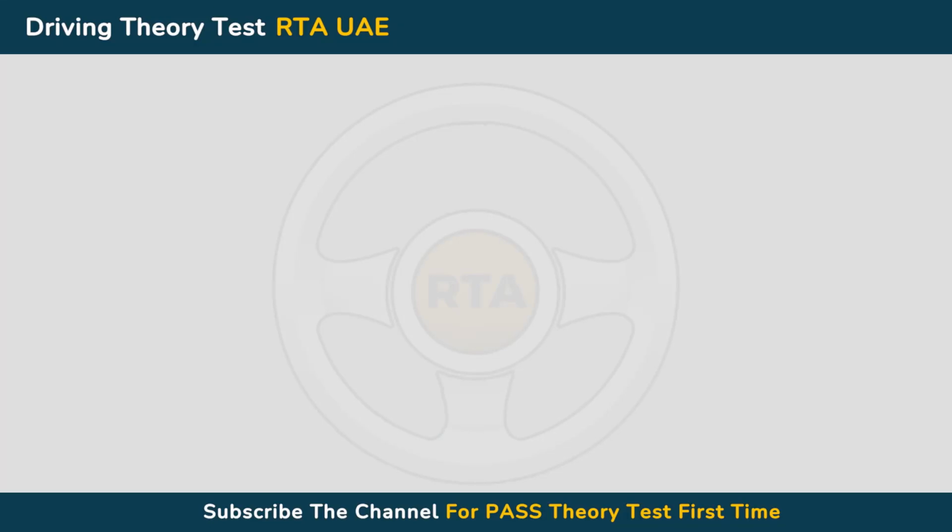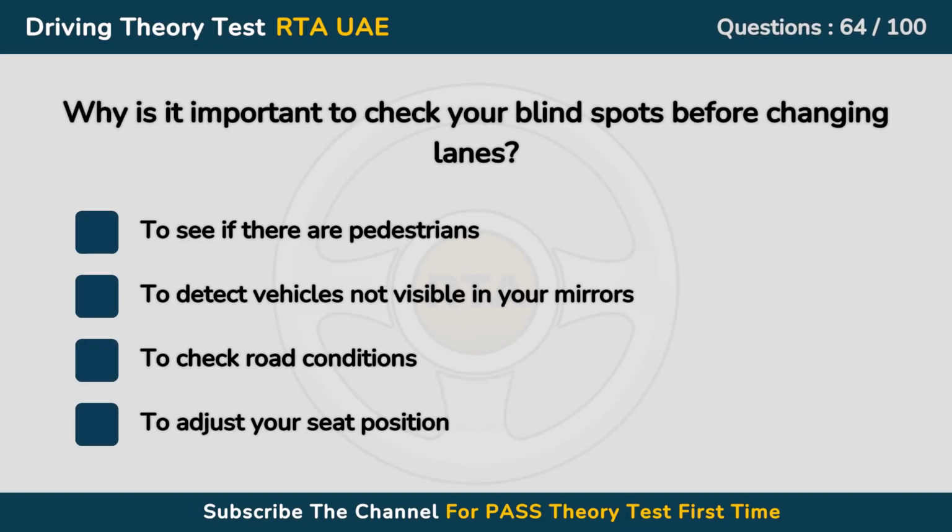Question 64. Why is it important to check your blind spots before changing lanes? A. To see if there are pedestrians. B. To detect vehicles not visible in your mirrors. C. To check road conditions. D. To adjust your seat position.